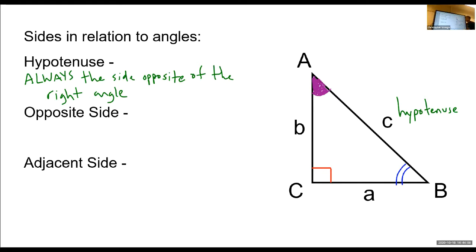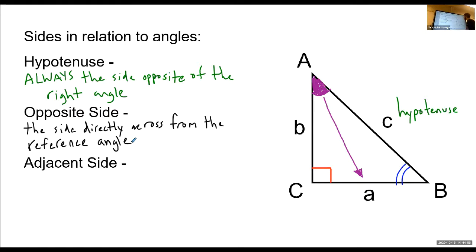If I look at angle A, to find the opposite side, I have to go directly across from that angle. In this case, I purposefully labeled that side with a lowercase a to show that that is the opposite side. So the opposite side would be directly across from the reference angle. So now what does that tell me? Well, let's write that down. The opposite side of angle A would be side A in this particular example.